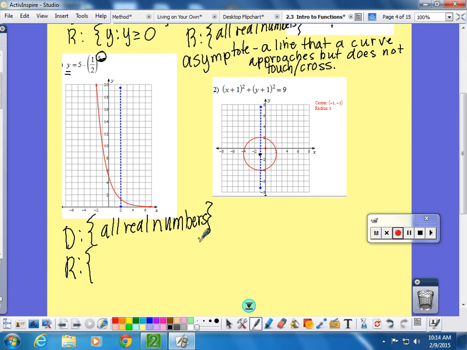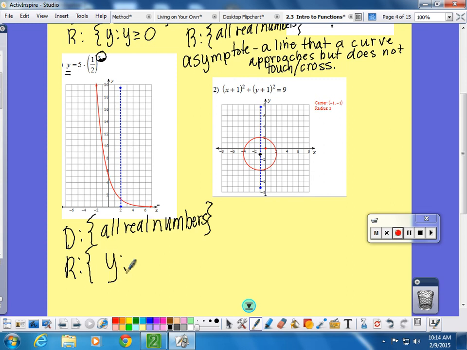Now, what can y be? All real numbers? Like, it can go positive. It can come down here and reach this asymptote and get infinitely close to zero, but is it going to get there? No. Okay. All positive numbers. So how do you write that?